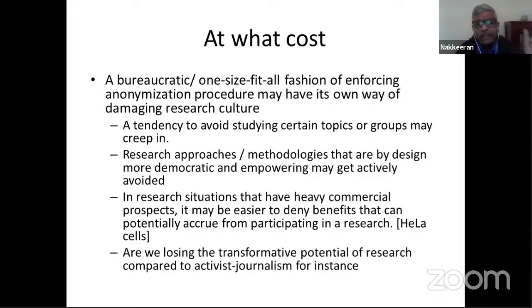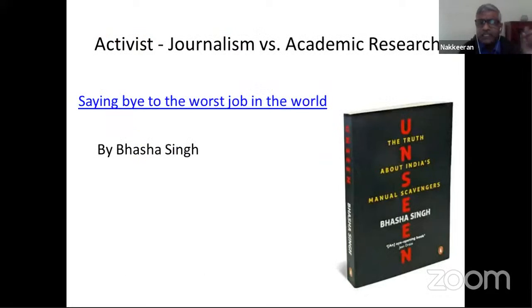And the last point is: are we losing the transformative potential of research when we are not able to reveal the identity of participants, compared to activist journalism, for instance? I have an example in mind of Bhasha Singh's writing on manual scavengers, where she brings a case study of an activist from the community of manual scavenging who had a leading role in this movement as early as the late 90s, whose pictures are available online and whose name is visible, and Bhasha Singh's name is in her book and her journalistic writings.